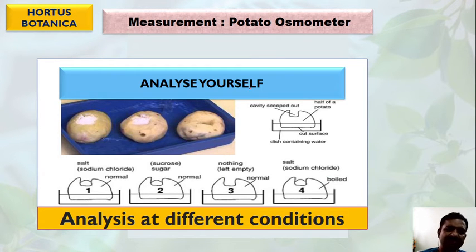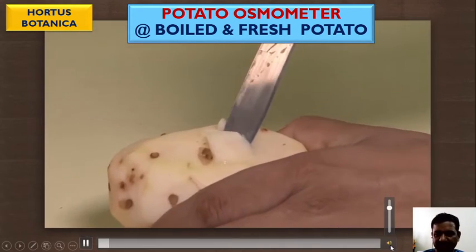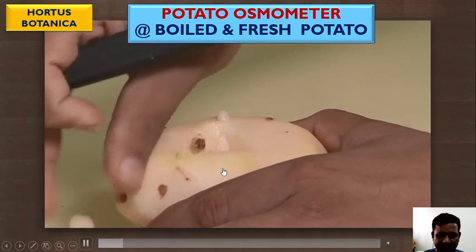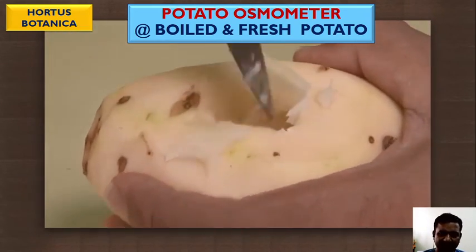We can also understand this potato osmometer very simply through this experiment. See, I have taken three potatoes. Out of these three, one is boiled and two are not boiled, and one I am taking as a control. We are not using any difference in their solution. Both solutions will be normal. So what will happen? Let's see. We create a cavity here, a pit, and see what will happen.